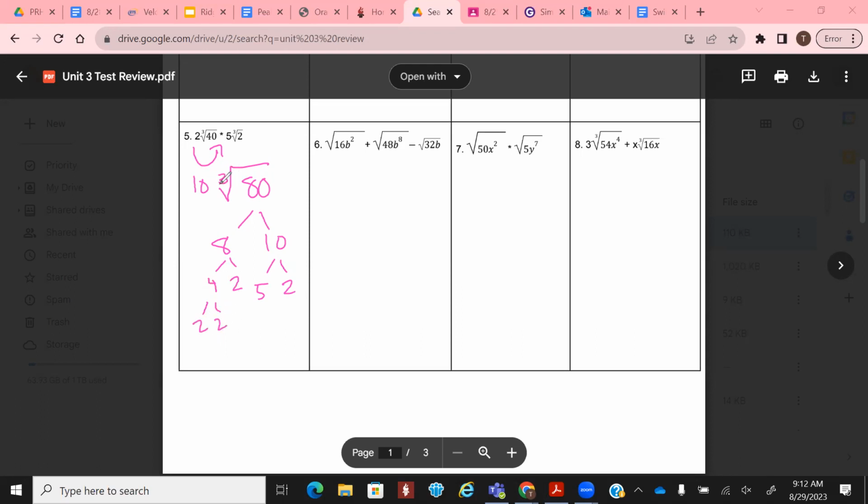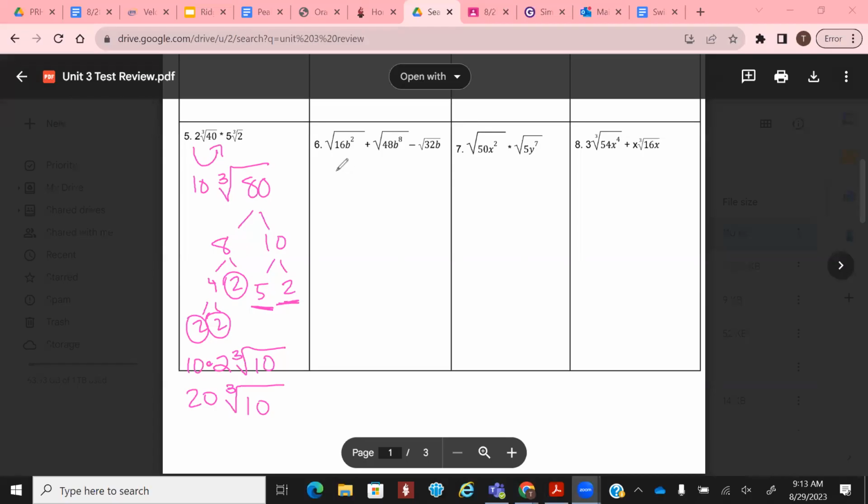Now remember, our index is 3. So I'm going to make a group of 3. So that's going to give me 10 times 2 on the outside, cubic root. What we're left with on the inside is 5 and 2. So that's going to be multiplied back together to get 10. And we can simplify what's on the outside. That's going to give us 20 radical 3, cube root of 10.